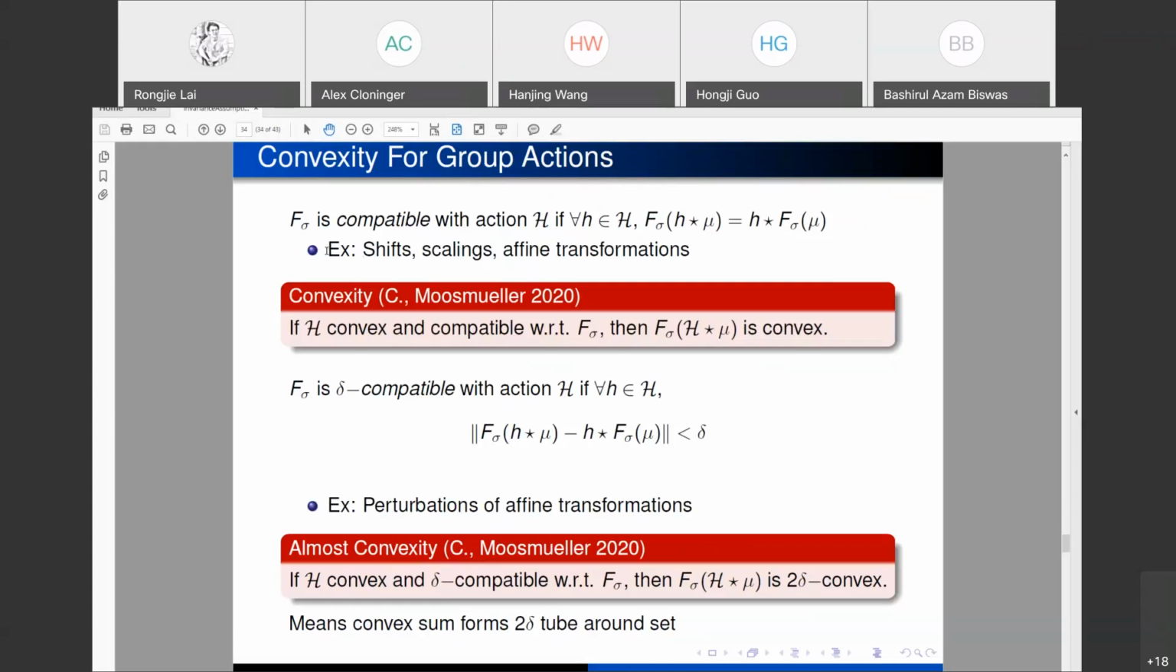We could go into details, but I'm a little out of time, so I'm not going to go into too many details. I'm going to give you some examples. Shifting a distribution satisfies this compatibility assumption. Scaling a distribution satisfies it. Affine transformations satisfy it.